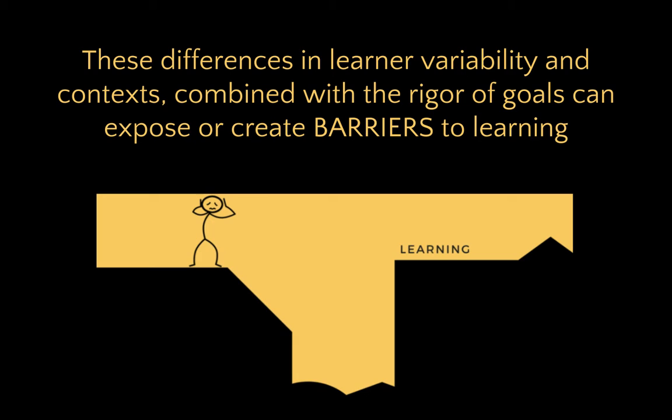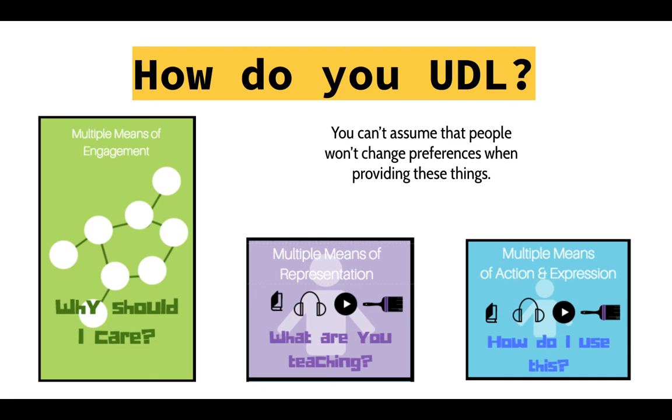Again, when we talked through the foundations, we said that there's variability, and that even more so, there's context. The situations that we're put in matter just as much as the variability we come into them with. Because of that, combined with the rigor of goals, it can expose or create barriers to learning and to teaching. What UDL tries to do is to think through those learning barriers and prevent them, remove them, find ways around them, do anything so that we can give all of our students access on every margin we can.